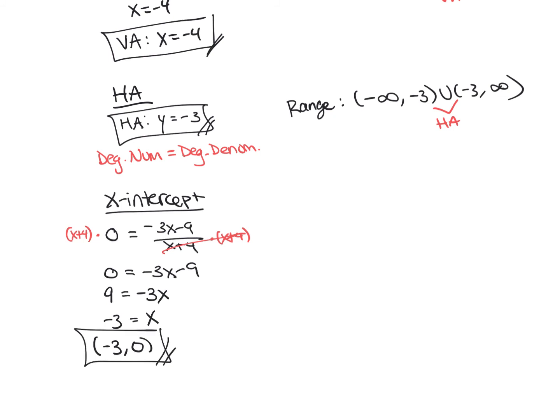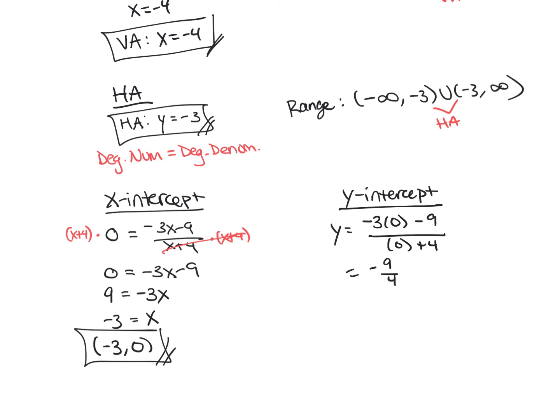And then again, the y-intercept is exactly the same. We're going to plug in 0 for x. So we'll have y is equal to negative 3 times 0 minus 9 over 0 plus 4. And what we end up with is just the numbers at the end, our constants. We have negative 9 over 4. And you can leave it like this. You can also write this as negative 2.25 if you want.